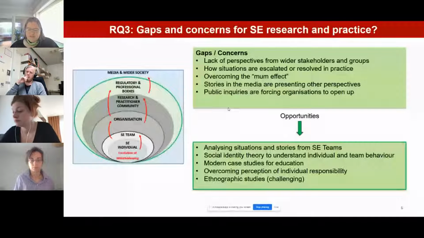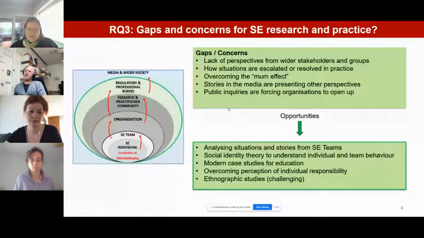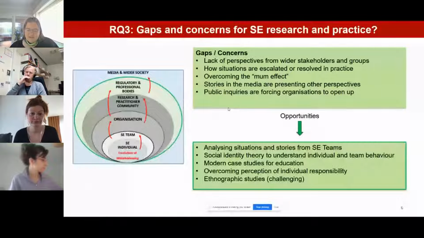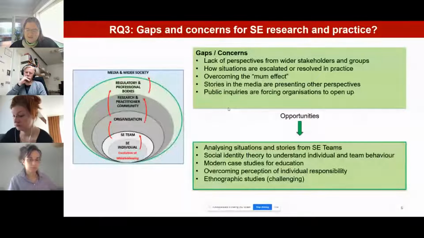For emerging themes from these stories to be mapped onto existing social identity and whistleblowing models, for example, which could be useful for understanding the actions and reactions to harmful situations found in software engineering teams. Stories could also provide case studies for education and practice to help address the perception that reporting harm or wrongdoing is a matter of individual responsibility.